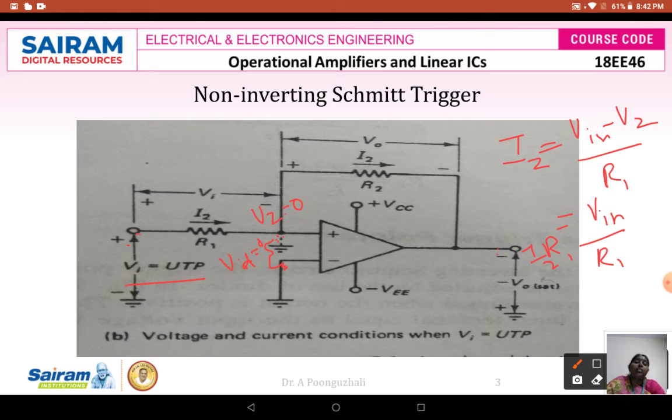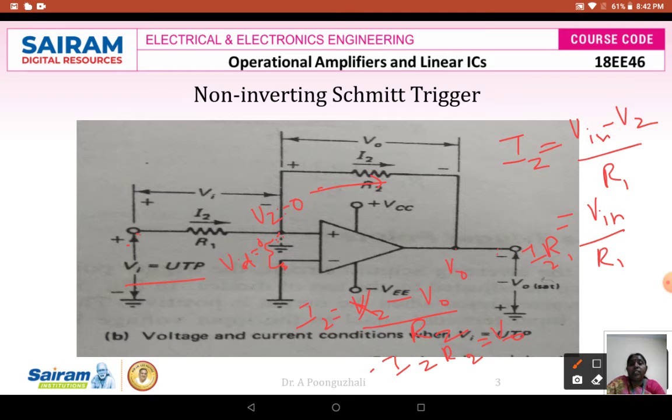Now to find out what is your output voltage, take this part of your circuit there, that is your I2. I2 is equivalent to your V2 minus the voltage at this point, V0, so V2 minus V0 divided by your R2 resistance. We know that V2 voltage is 0, so when this is 0, I2 into R2 is equivalent to minus V0, that is your output voltage there.